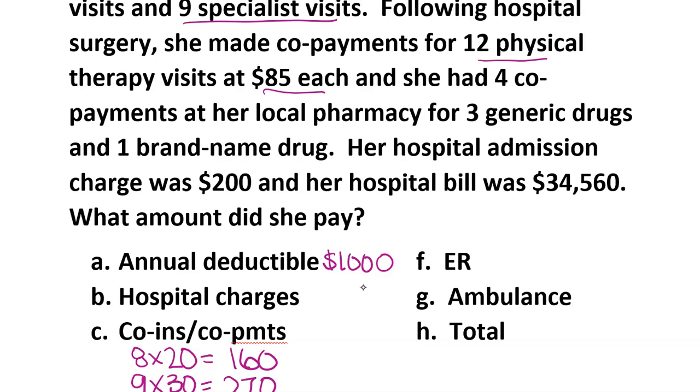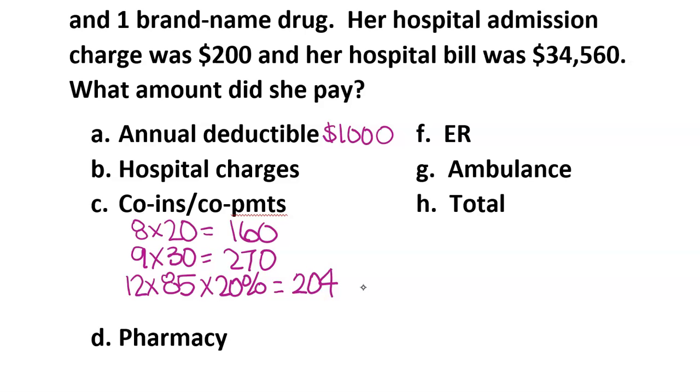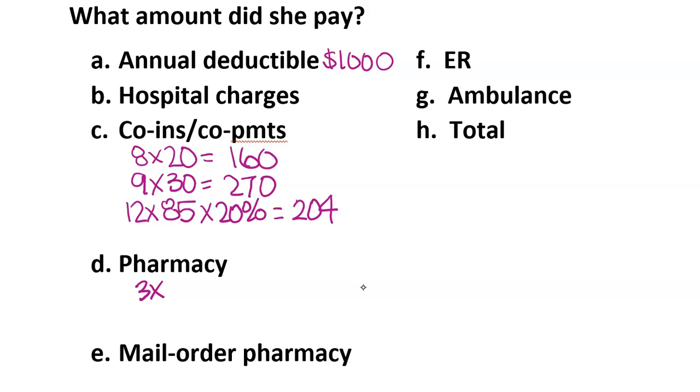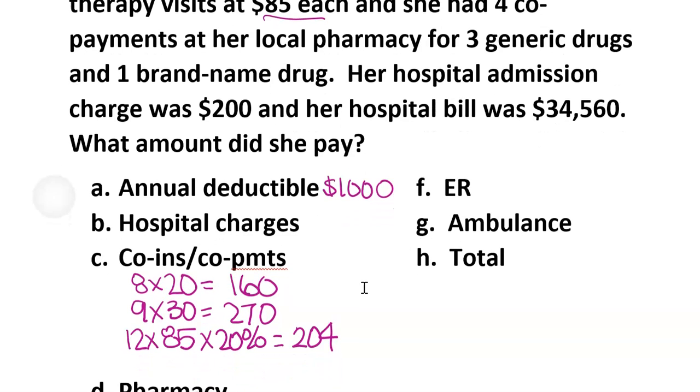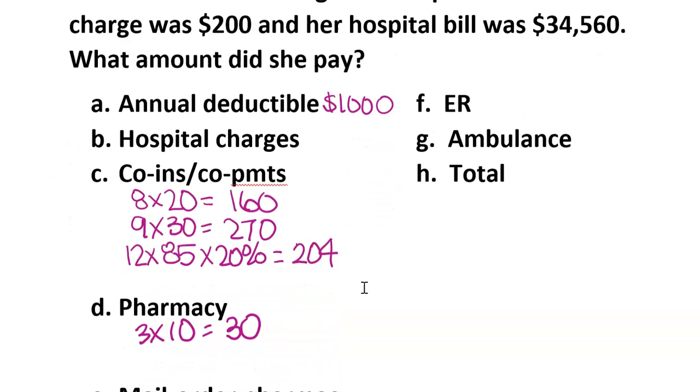She had 4 co-payments at the pharmacy. So that's retail pharmacy. They have generic prescriptions and then they have brand name. So generic obviously are going to be cheaper. Those are $10 each. Brand name, $20 each. So 3 generic drugs and 1 brand name drug. So 3 generic would be 3 times 10 or 30. Oops, that's pharmacy. Let me get out of that section. 3 times 10 or 30. For that, you could just list it because you probably know how much that is. And then 1 brand name, which would be 20.